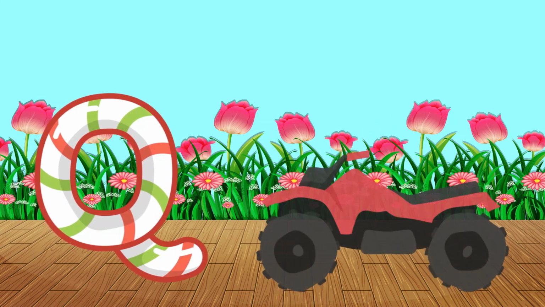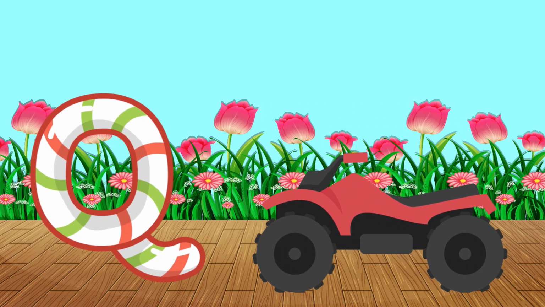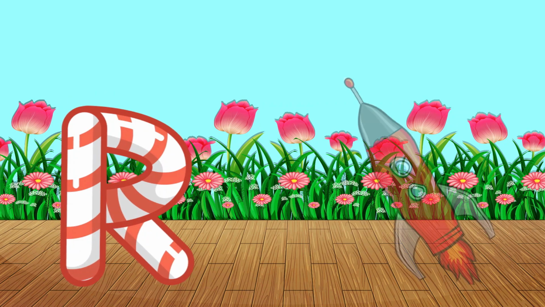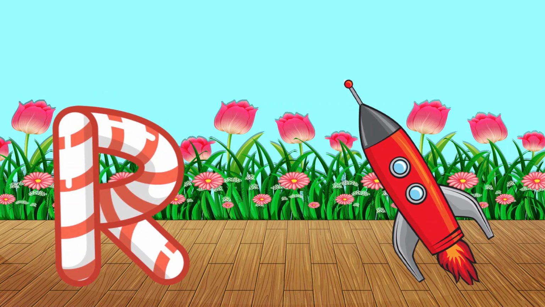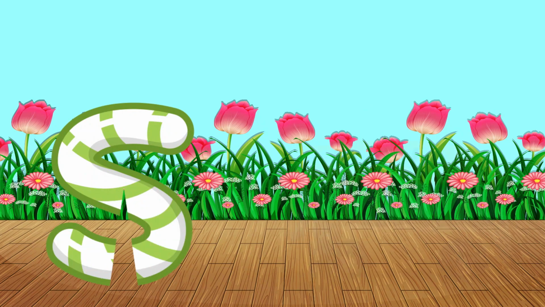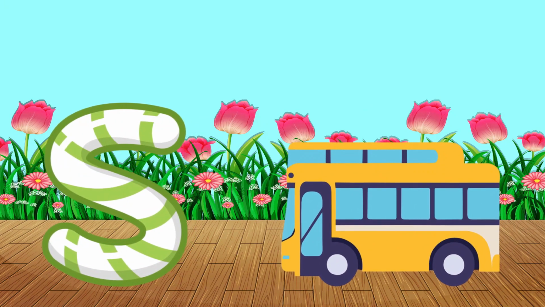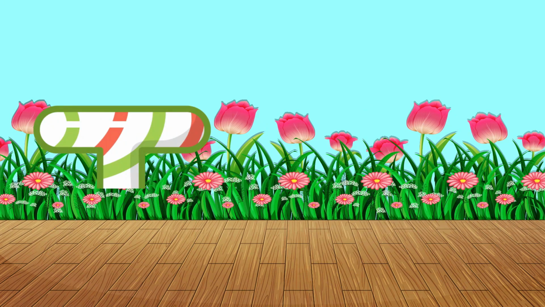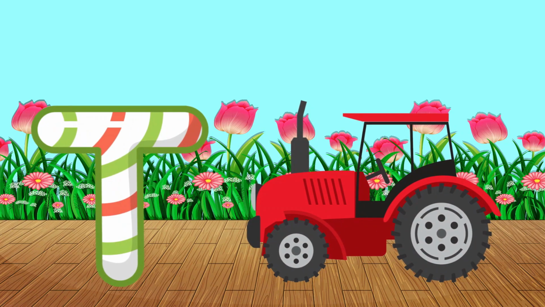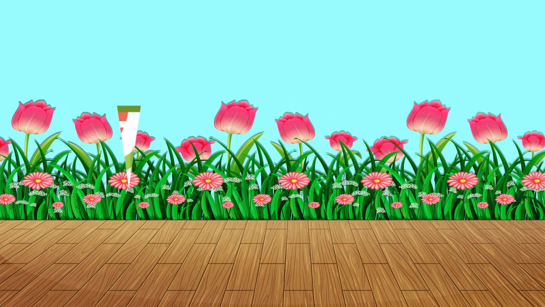Q is for quad bike. Q, q, quad bike. R is for rocket. R, r, rocket. S is for school bus. S, s, school bus. T is for tractor. T, t, tractor.